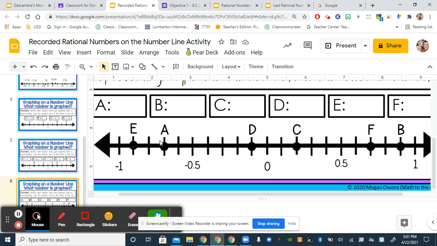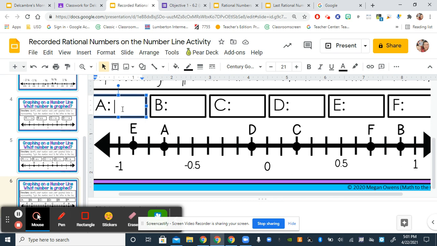So looking at point A, it is over here. If we count from 0 to A, we have 1, 2, 3, 4, 5, 6, 7 tenths to the left. So this would be -7/10. That's 8. Mistyped it there.